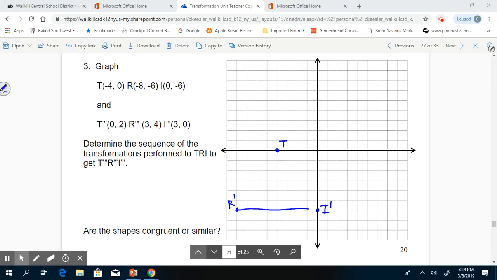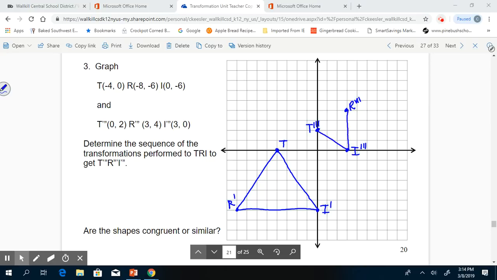Draw your lines neatly, use your straight edge. And we have a triangle. So now we're going to graph our triple prime TRI. So T triple prime is 0, 2. So now we go 0 and up 2. R triple prime is 3, 4. So right 3 and up 4. And I is 3, 0. So right 3 and stay at 0.